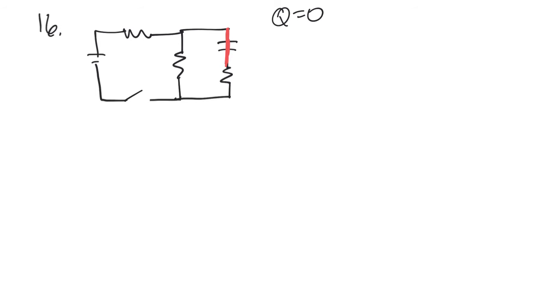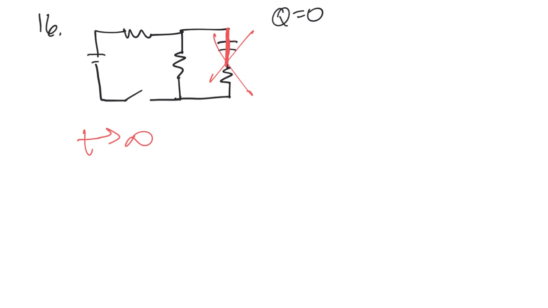Okay, so for number 16, Q equals 0 initially, and so we can just redraw that way. And so then that's a nice, easy little circuit, okay? And you can just do your equivalent resistances. And then after a long time, that branch goes away, right? Because the capacitor is fully charged, and so it'll just look like a break in the circuit. Okay, that one was pretty straightforward.